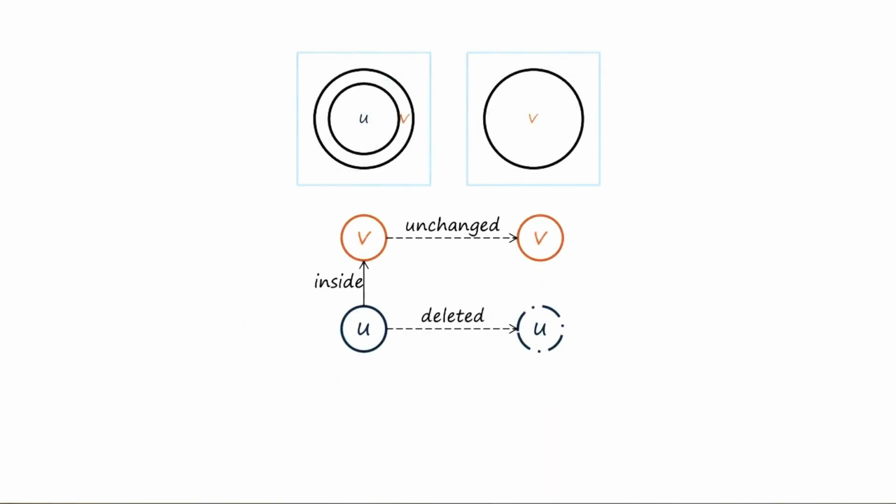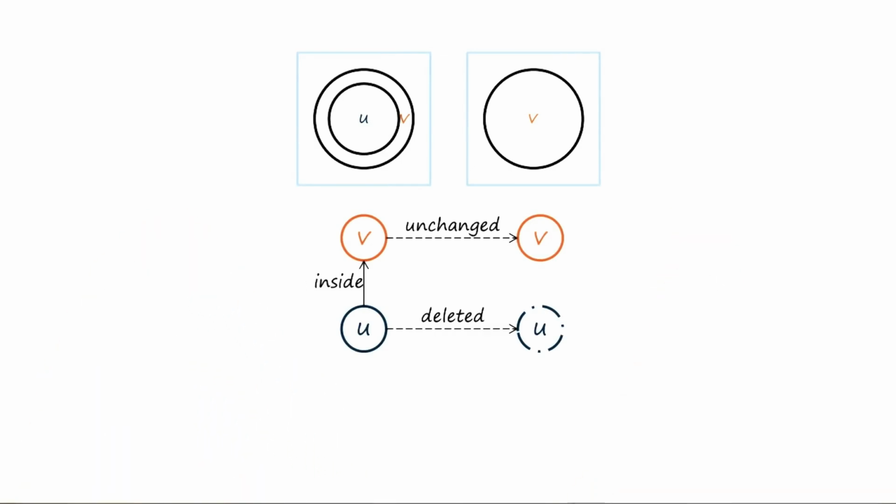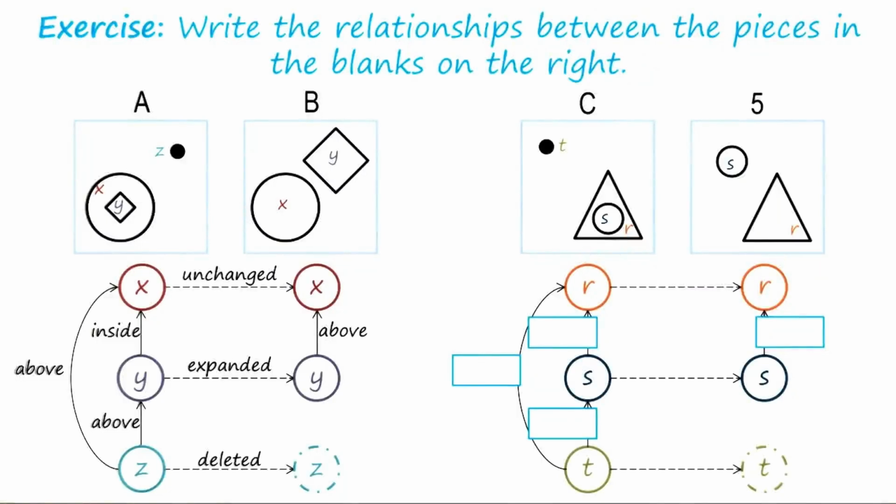Here is another example of a semantic network for another set of images. Once again, we have the objects and the relationships, and then the relationship between the objects in the first image and that in the second image. Okay, this is becoming interesting. Now that we have done an example, let's do an exercise together.